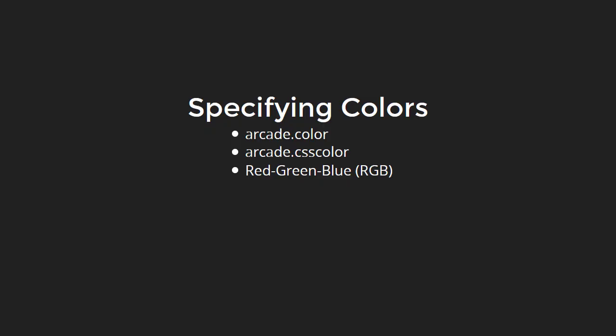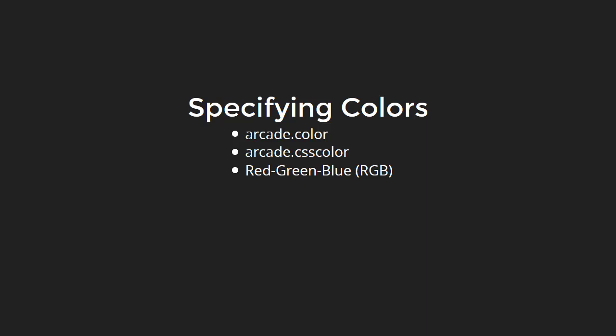Specifying colors. Wait, where did arcade.css color.sky_blue come from? How do I get to choose the color I want? There are three ways to specify colors. Look at the arcade.color API documentation and specify by name. Look at the arcade.css color API documentation and specify by name, or specify the RGB or RGBA color.